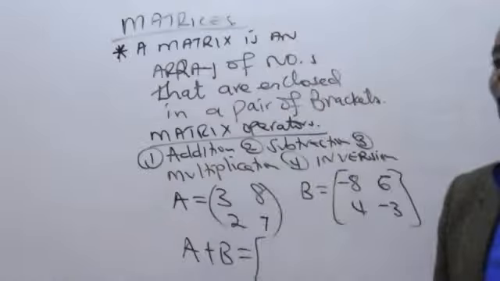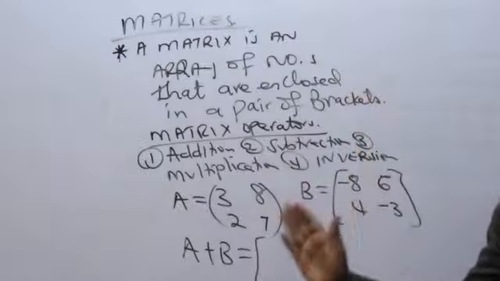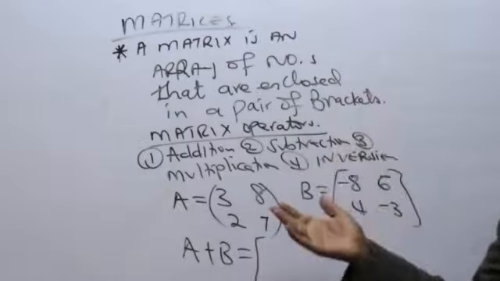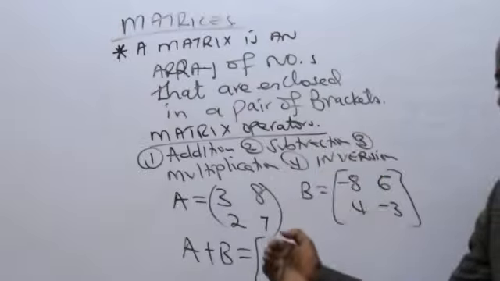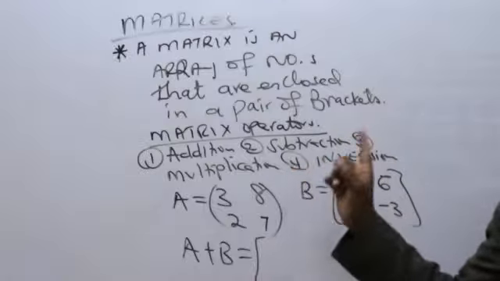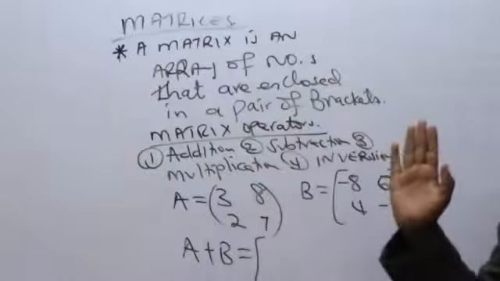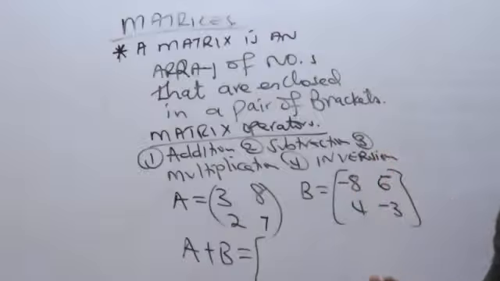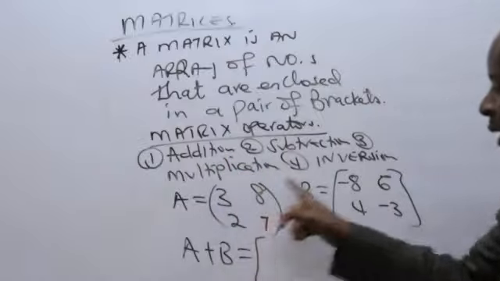How do we get to add the two matrices? Remember what we have said here is that a matrix is an array of numbers that are enclosed in a pair of what here? Brackets. Under matrices here, we must be good at these matrix operators. Matrix operators are four. We have addition, subtraction, multiplication, and number four, inversion. So ladies and gentlemen, I would want us to do these two just by using this small example.